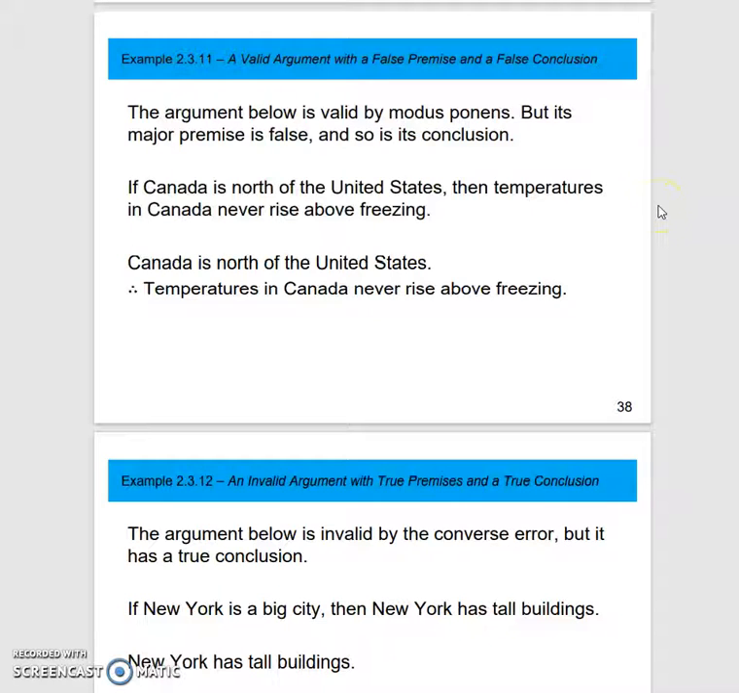Here's an example where the argument is valid, but because the premise is false, we have a problem. If Canada is north of the United States, then temperatures in Canada never rise above freezing. Canada is north of the US, therefore temperatures in Canada never rise above freezing. Canada is cold, but it definitely does get above freezing. So when we're making arguments, we do also want to have premises that are true.